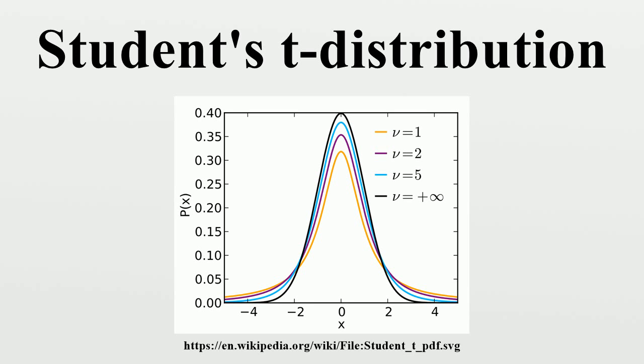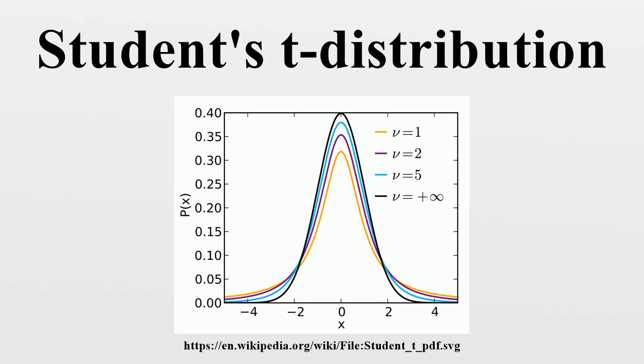Definition. Probability density function. Student's t-distribution has the probability density function given by the formula, where ν is the number of degrees of freedom and Γ is the gamma function. This may also be written in terms of B, the beta function. For even and odd ν, the probability density function is symmetric.